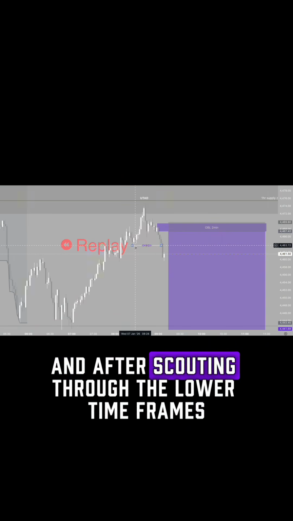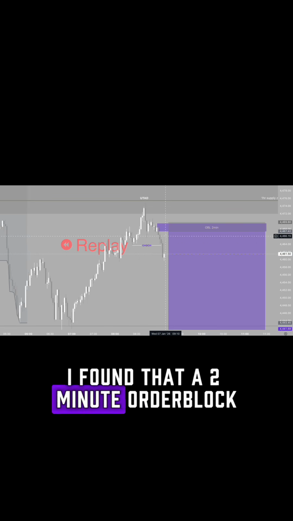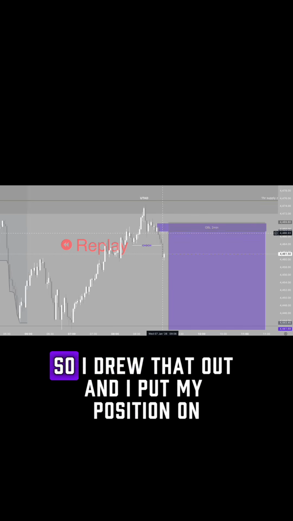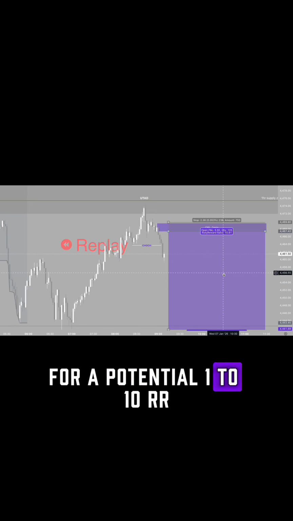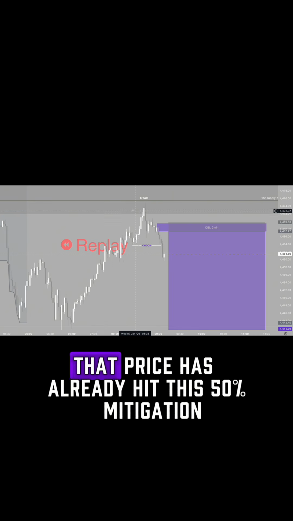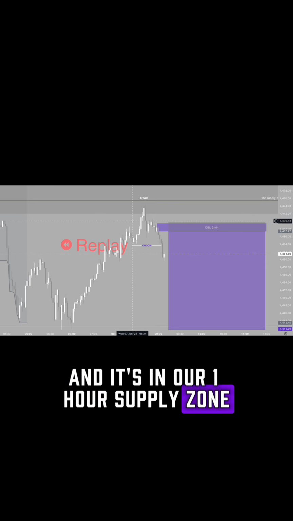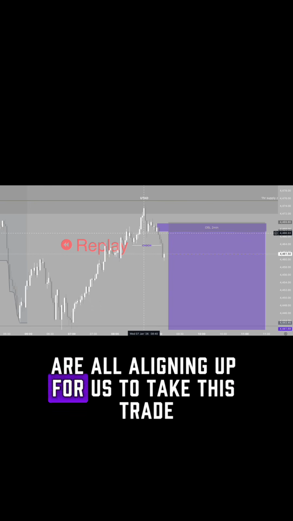And then from there, we'll start to look for an order block so we can take this trade from. And after scouting through the low time frames, I found that a 2 minute order block was the best thing possible. So I drew that out and I put my position on so we can target these lows right over here for a potential 1 to 10 RR. As you can see here, price has already hit this 50% mitigation and it's in our 1 hour supply zone. As you can see, the confluences are all aligning up for us to take this trade.